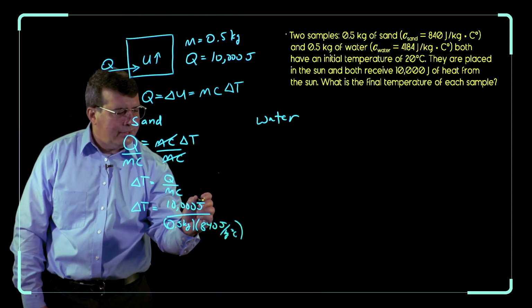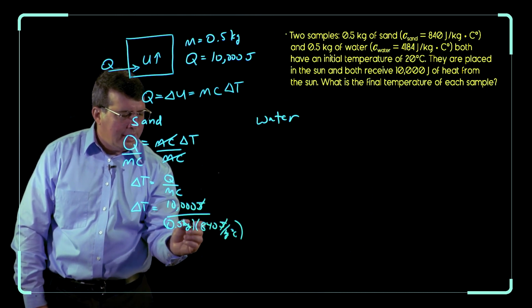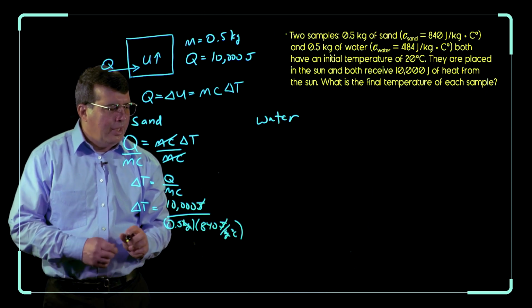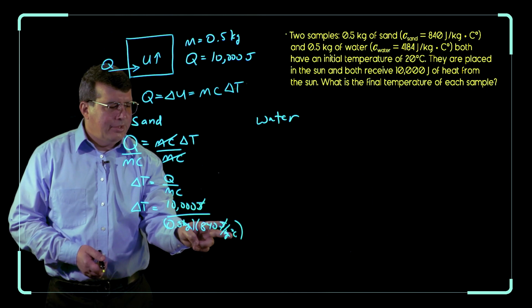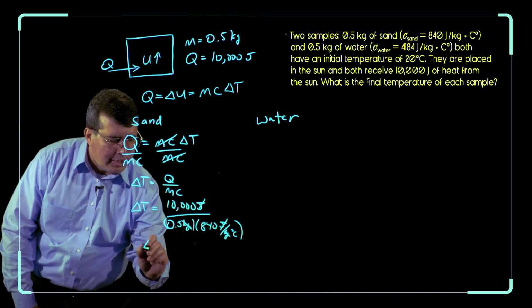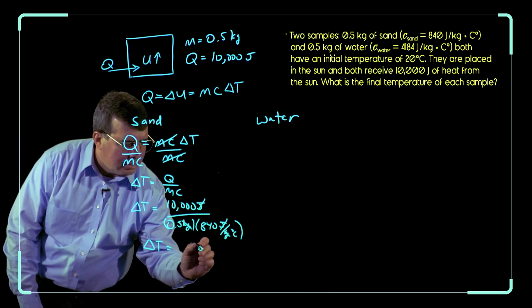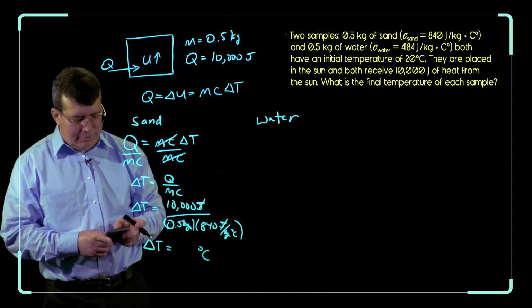Okay, for our units, we have joules divided by joules, those cancel out. Kilograms divided by kilograms, those cancel out. And we're left with 1 over Celsius in the denominator, which when we bring up to the numerator, will give us a change in temperature in degrees Celsius. Okay, so how many degrees Celsius?